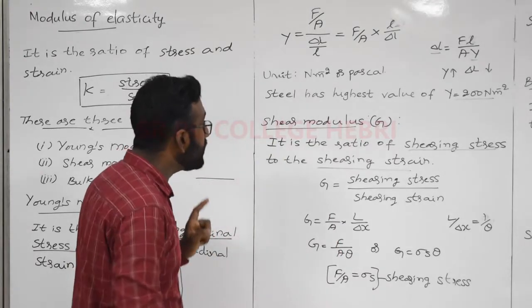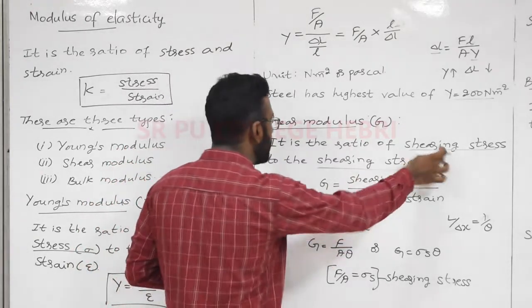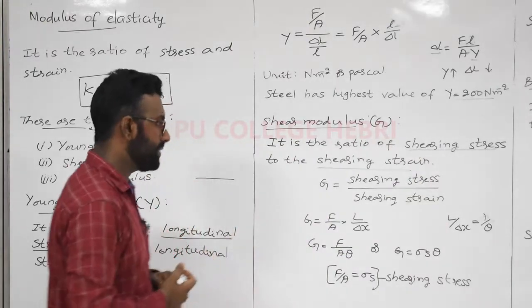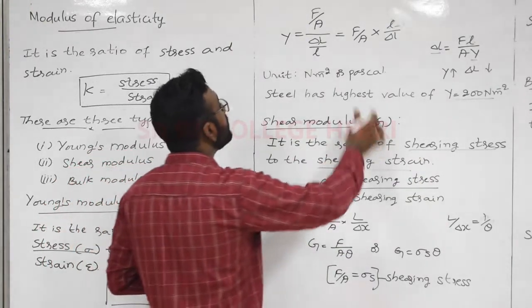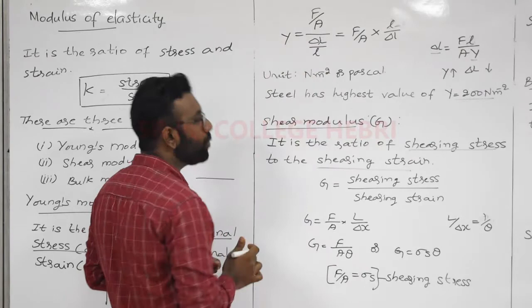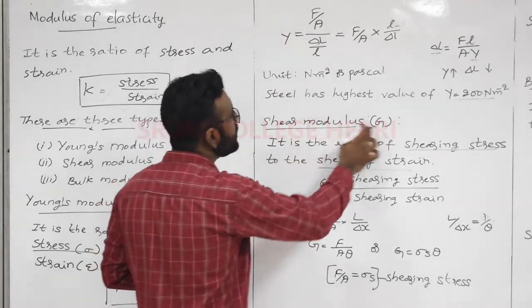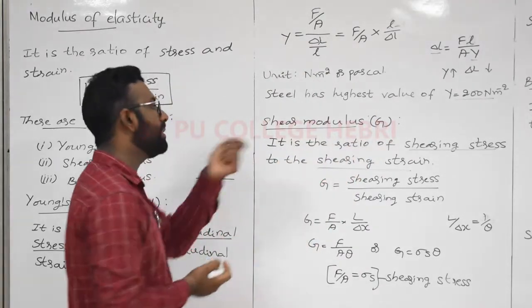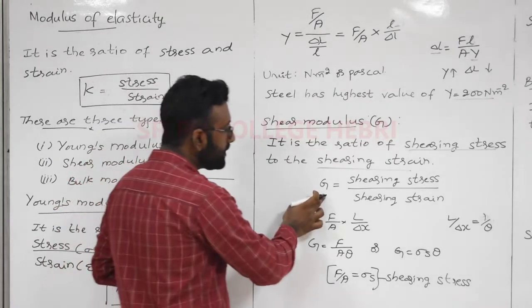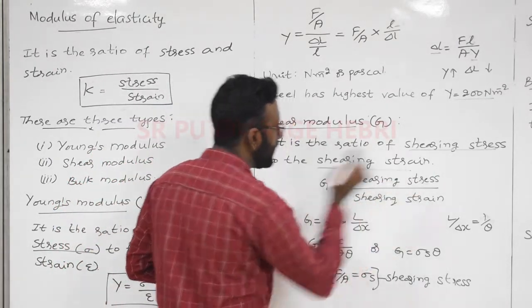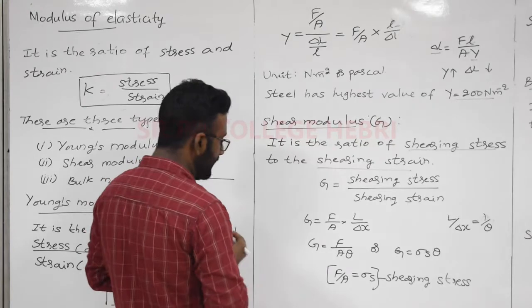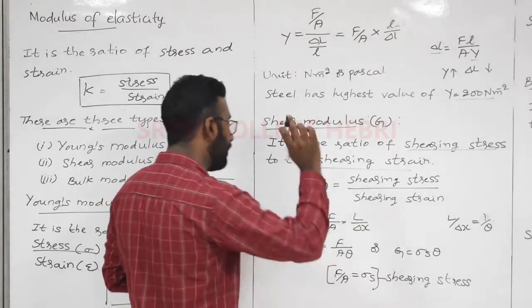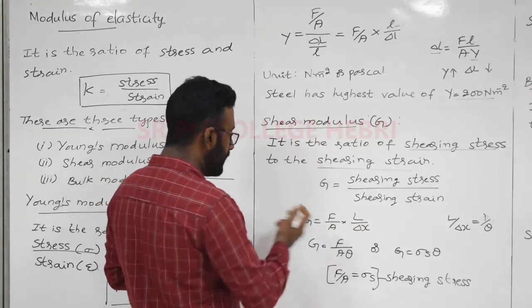Now, shear modulus is the ratio of shearing stress to shearing strain. We denote Young's modulus by the letter capital Y, and shear modulus with the letter G. It's from NCERT. Now this G is nothing but shearing stress divided by shearing strain. I can write here, what is shearing strain? You already know that, right? What is shearing strain?